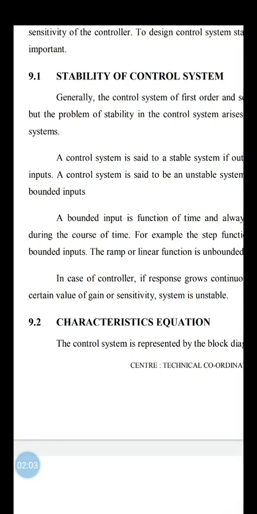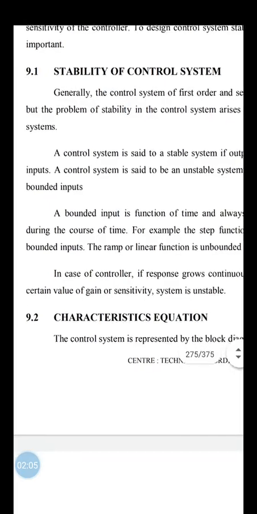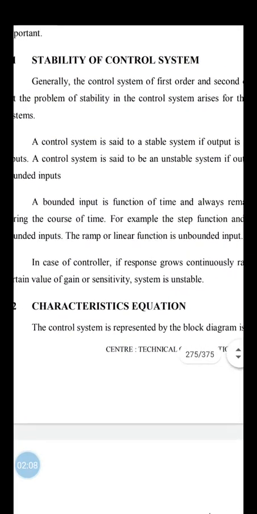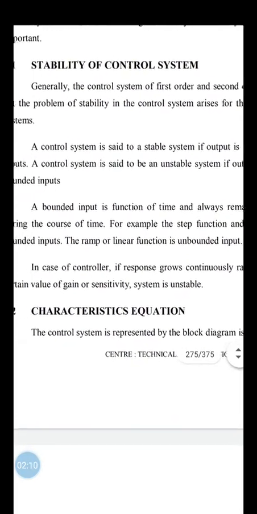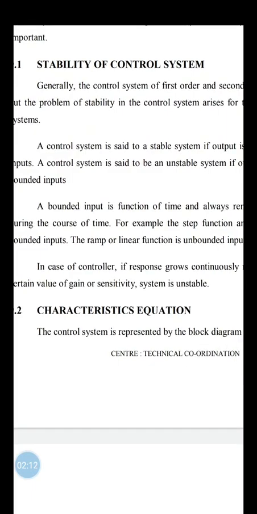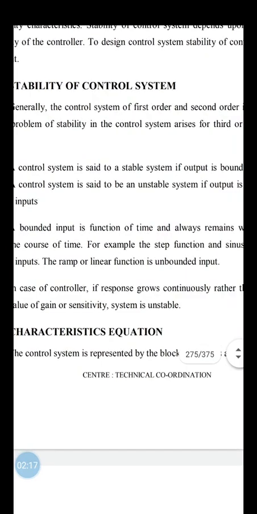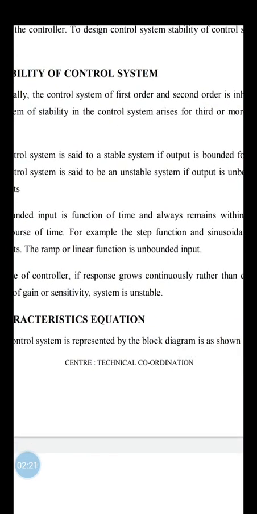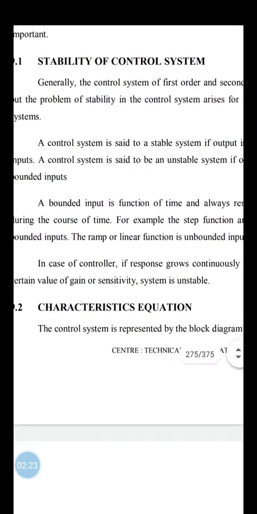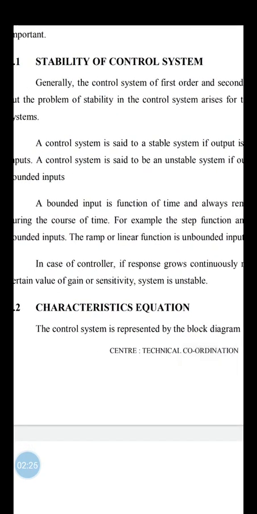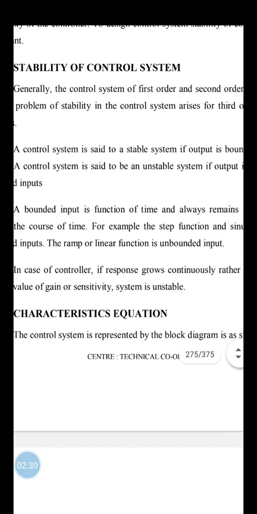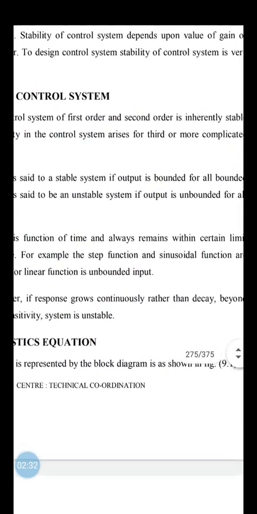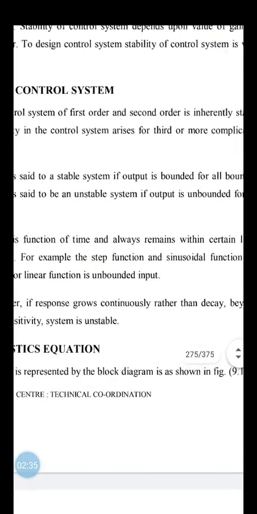A control system is said to be stable if the output is bounded for all bounded inputs, whereas a control system is said to be an unstable system if the output is unbounded for all bounded inputs.